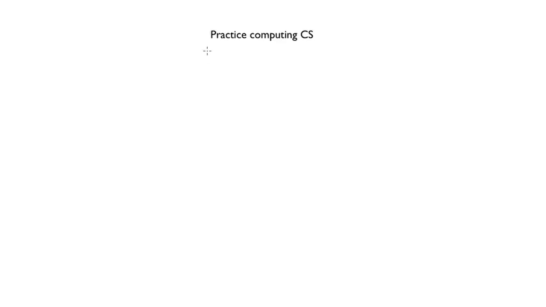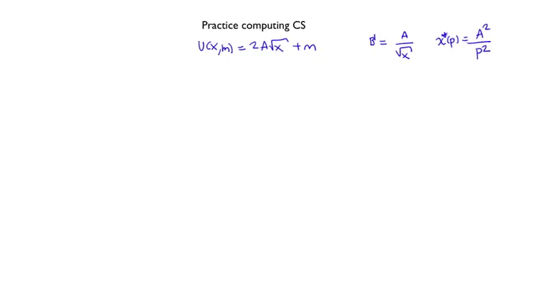So the example that we're going to look at is for the utility function that we have seen before that has the shape: the utility of x and the amount of m is 2a square root of x plus m. Let me remind you from derivations in previous videos that the marginal benefit function for this case is just given by a over square root of x, and that the demand function for this case, x of p, is a squared divided by p squared. Now let's compute the consumer surplus in two different ways.